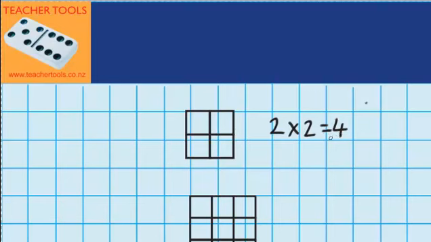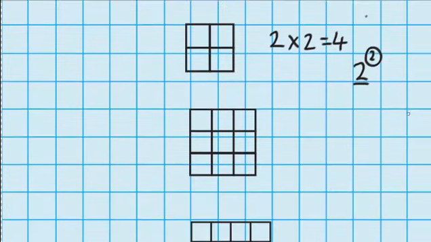Now there's another way that I could write that, and that is 2 to the power of 2, or 2 squared. This number up here tells me how many times I have to times this number by itself. Let's look at another one.